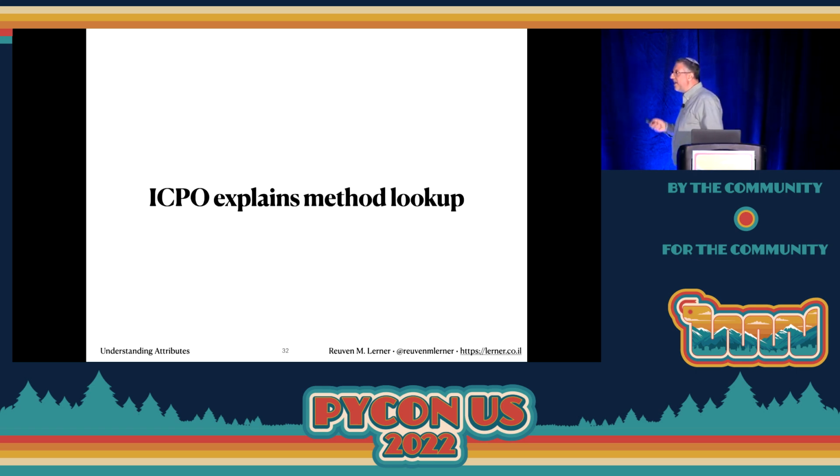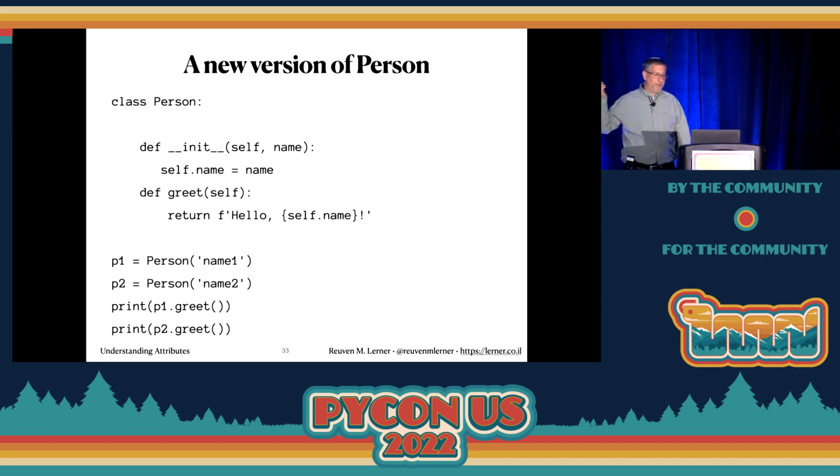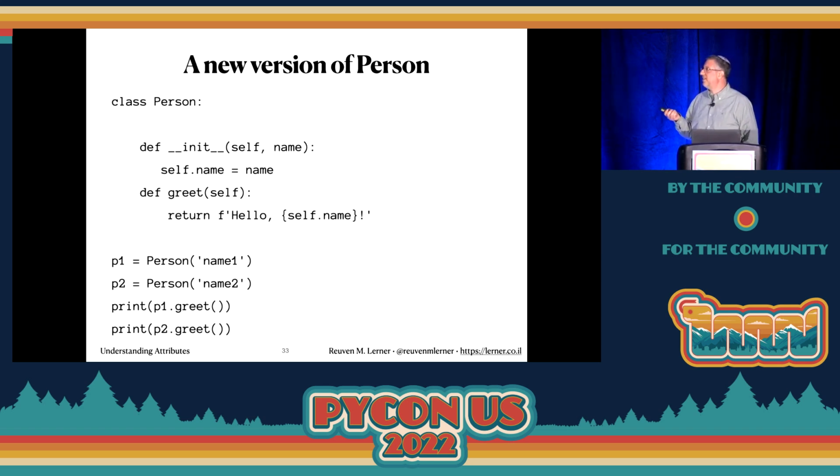ICPO explains method lookup. It really does. Because if now I have a new version of person, and this version of person has a new method, the greet method, I can say p1 equals person name 1, p2 equals person name 2. Now I have my two people. Let's say hello to them, p1.greet.